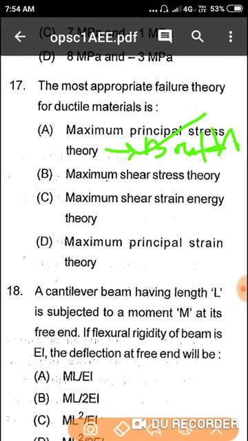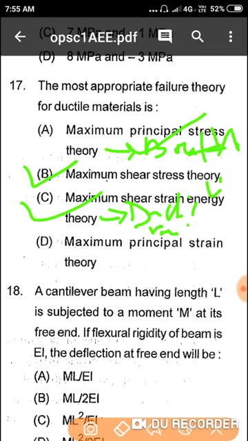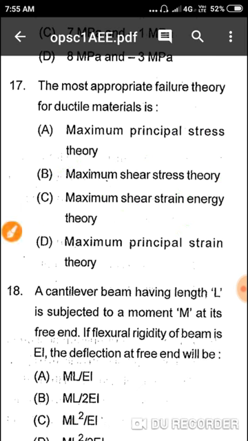For ductile material, it is option B. Option C, what is it? Maximum shear strain energy theory. It is also for ductile material. So option C is also correct, but for ductile material, maximum shear stress theory is correct. Option A, maximum principal stress theory, is for brittle material. So the correct options are B and C.